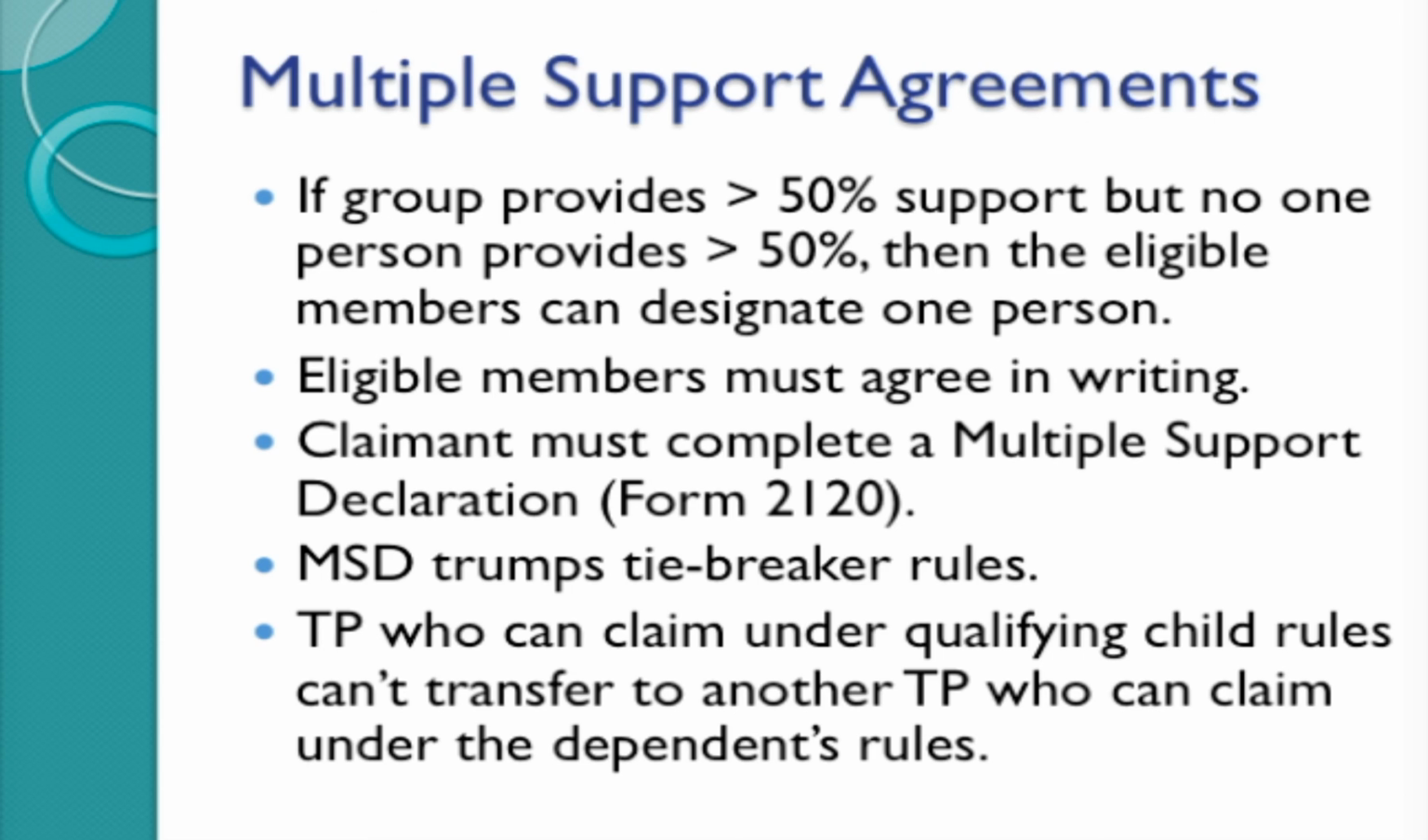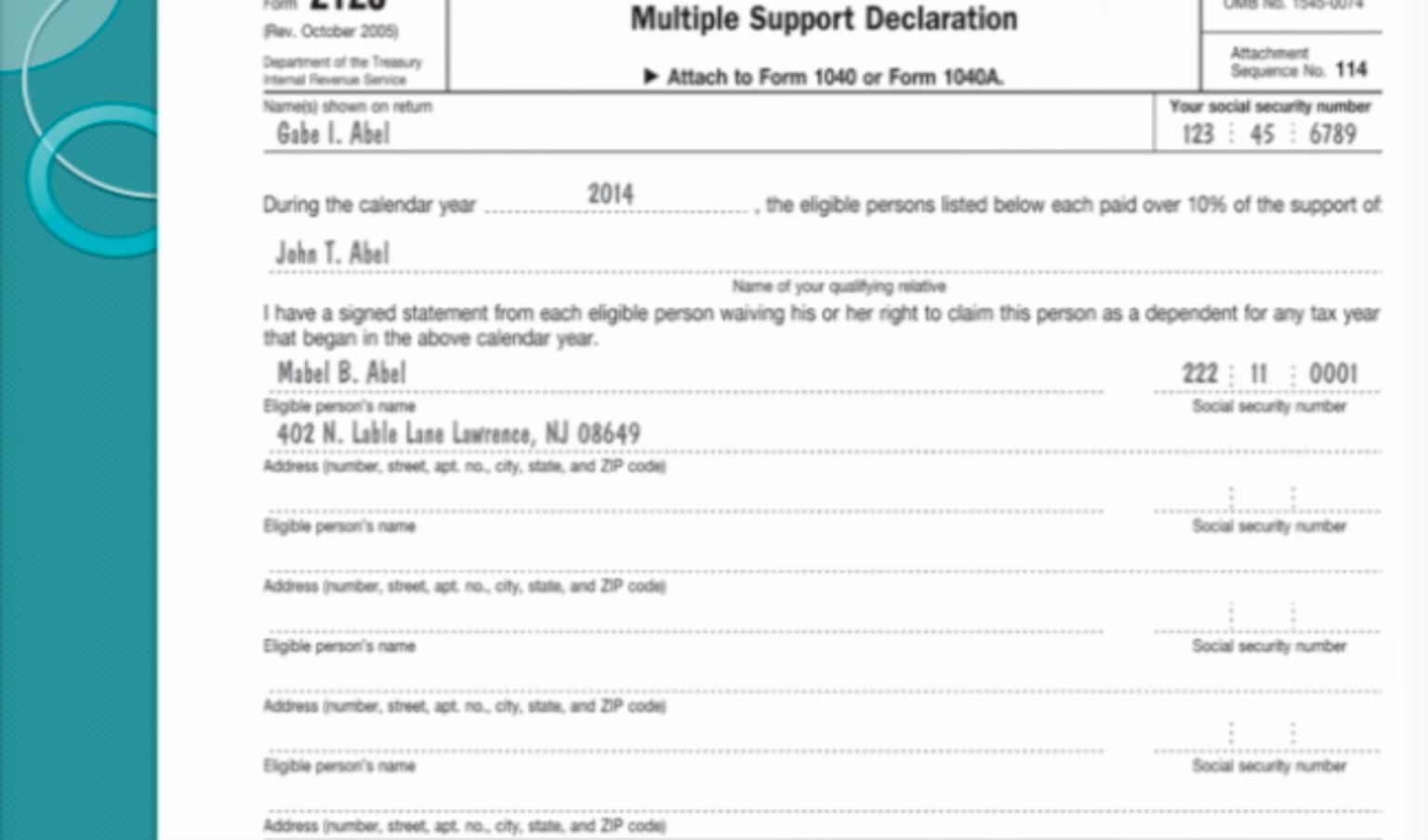So a person could not fill out one of these multiple support agreements and then go ahead and try to fight against that agreement using the tiebreaker rules that are established in the previous slide. That would not work out for them, because once you agree to the terms in this multiple support declaration, that becomes the binding tiebreaker, so to speak, or decider of who's going to receive what. Again, this is just an illustration of what that form looks like. I'd be very surprised if any of you ever actually see one of these forms. They're not all that common, but they do exist.